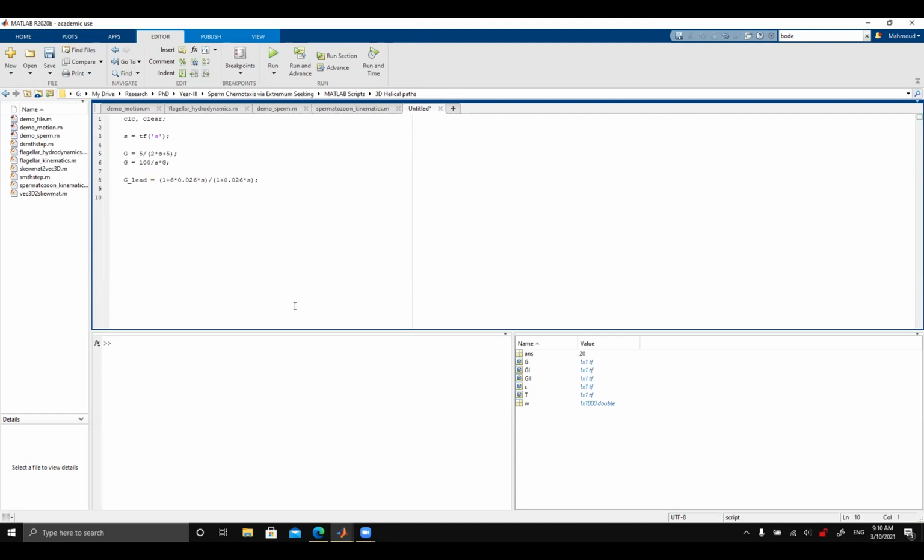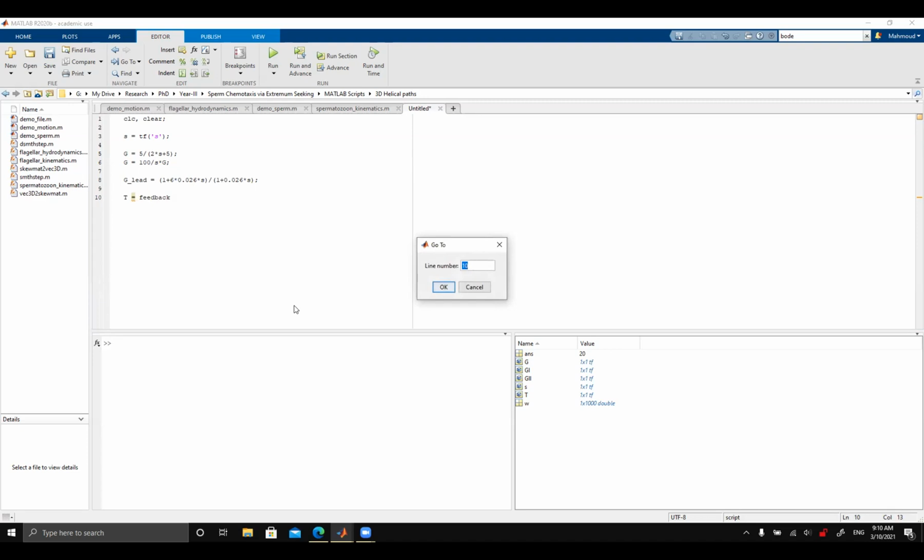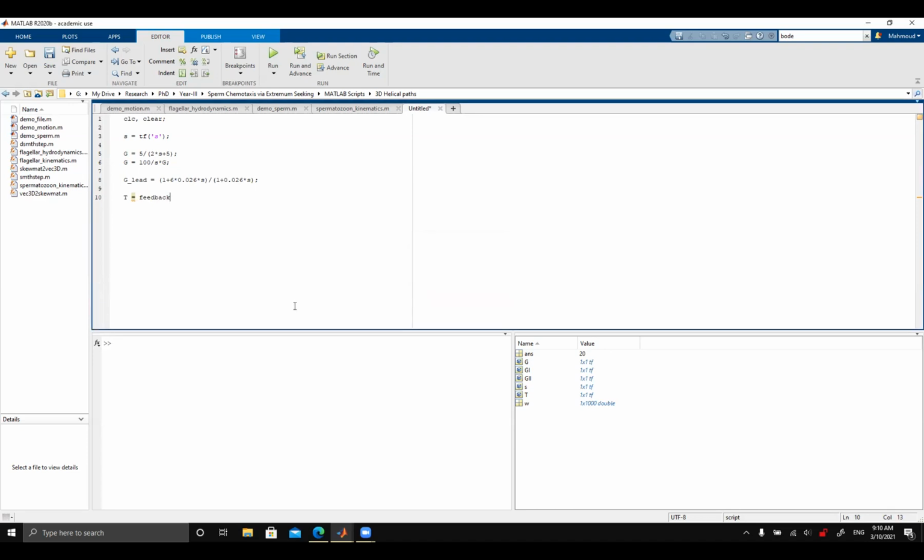Okay, so let's see. First of all, let's compute the closed loop system, which is basically feedback of G lead times G. And also let's look at the Bode diagram of G lead times G. Let's call this figure 1 and figure 2. Let's have a look at the step, or yeah, so we have the impulse of 1 over s squared minus 1 over s squared times t.